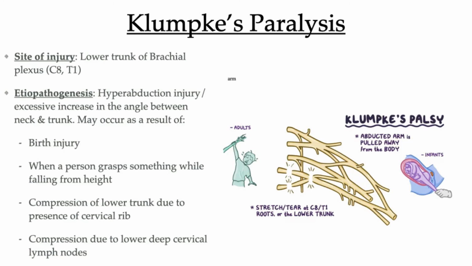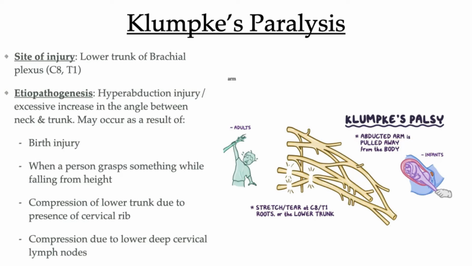Students, C8 and T1 spinal nerve are responsible for innervation of the muscles and the skin over the hand, and hence all the clinical features which you will see in Klumpke's paralysis will be related to deformity or the sensory loss over the hand. Now let us see the details of Klumpke's paralysis.